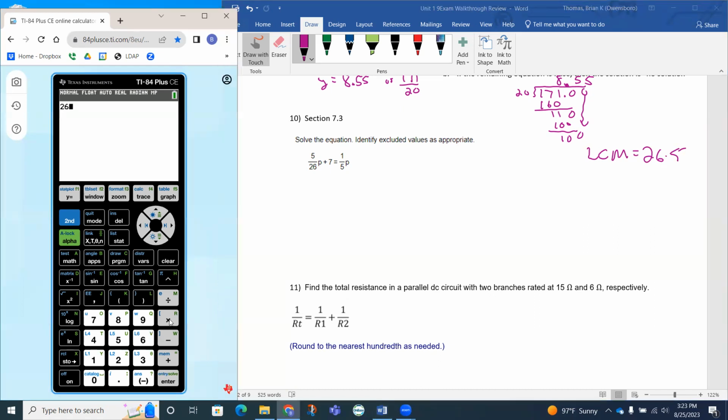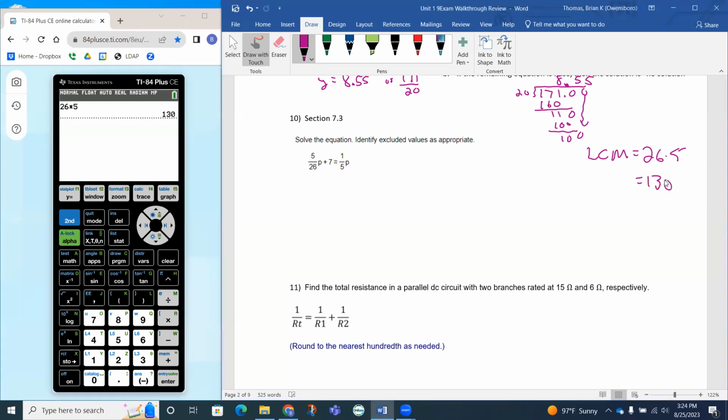So I'm going to multiply 26 times 5. That's going to give me this 130. So 130 is going to be the LCM. So what I can do is multiply each side by 130. So I'll put 130 over here, and then in parentheses, I'm going to have this 5/26p plus 7. And then over here, I'm going to have 130 times then 1/5 p.